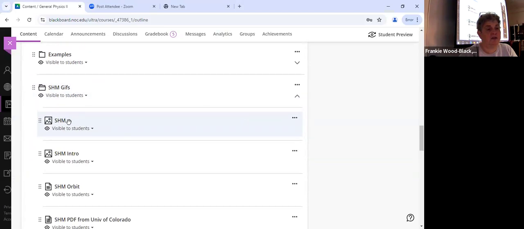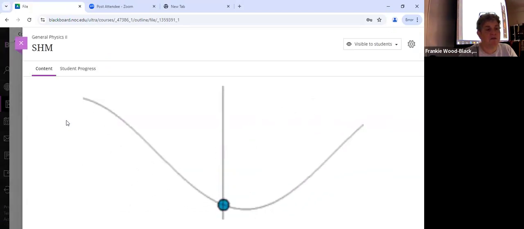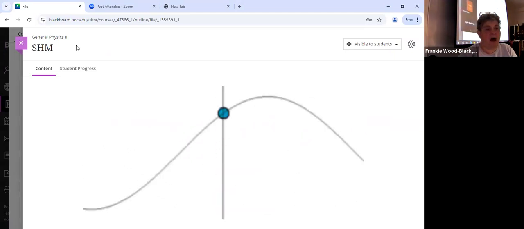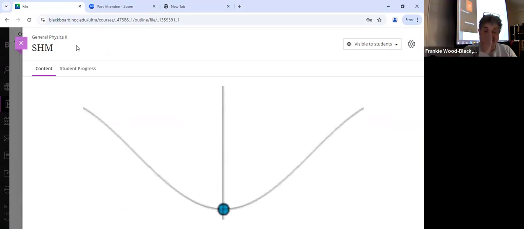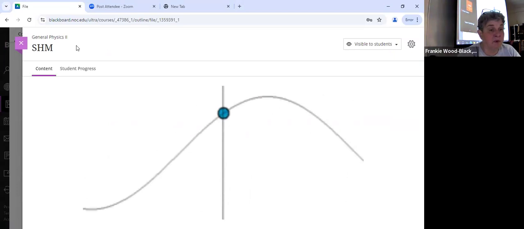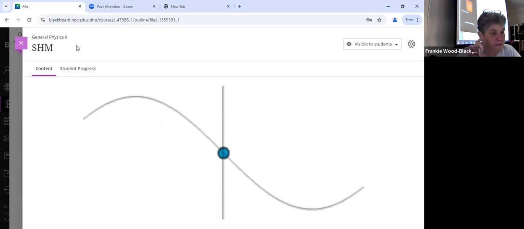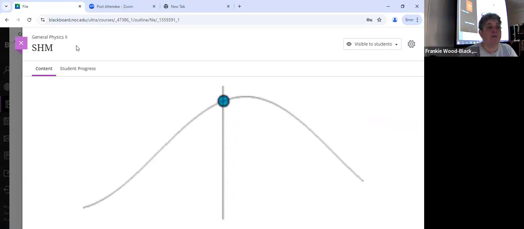So in here is your simple harmonic motion. There is something that's bobbing up and down as the wave is traveling through. And you can see that it's just moving up and down as you're going back and forth. So that is one representation of simple harmonic motion.